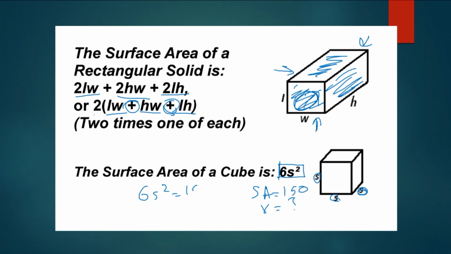6s squared is equal to 150. We divide both sides by 6 to get s squared, and s squared is equal to 25. Sweet. The side is equal to 5. And if anybody can get that, 5 times 5 times 5 is 125. And that's just very typical of how they're going to structure that. Or they might give you the reverse.